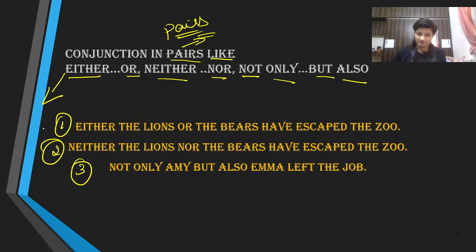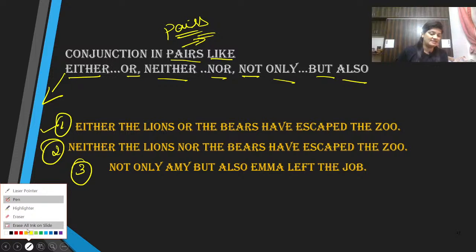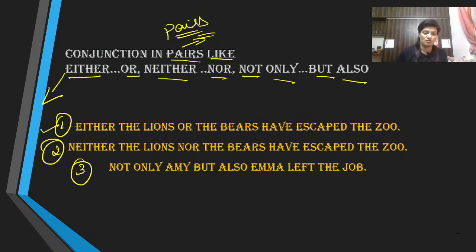Either the lions or the bears have escaped the zoo. Now take a look at this example given over here. Either the lions or the bears. Over here you can see that it is not just one conjunction that we are talking about. It serves one purpose, but they are split and clubbed together. Either the lions, or. You can see for yourself that it is not used in one position. It has been used in two different places, but together we refer to them as pairs.